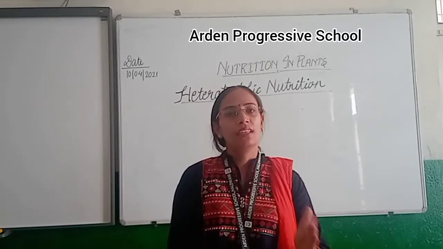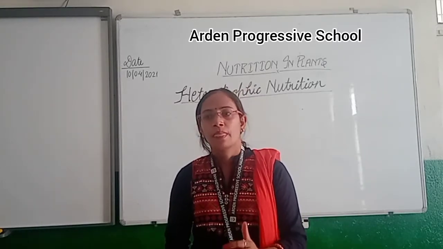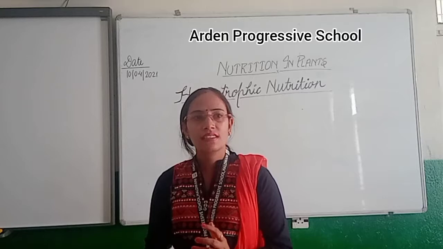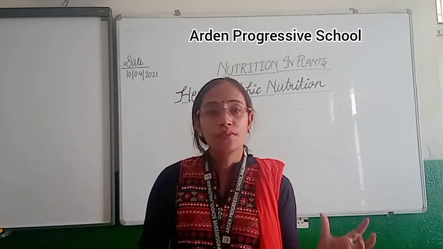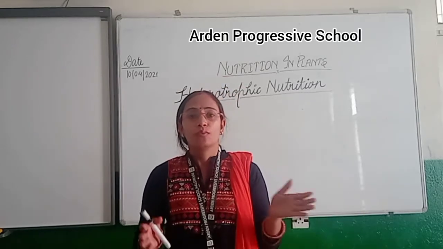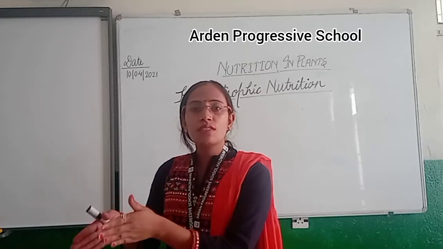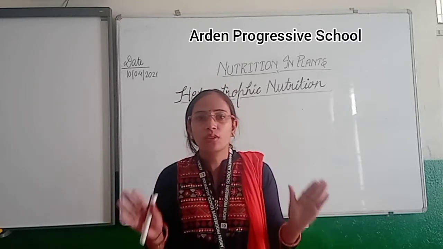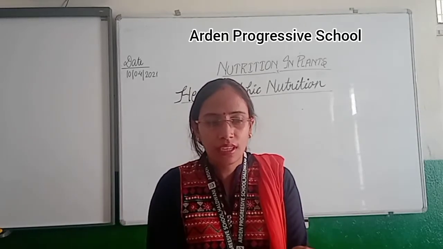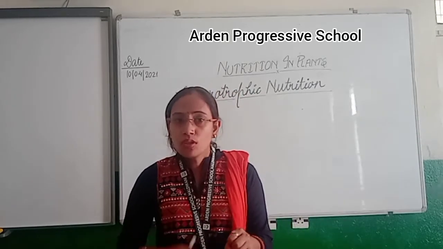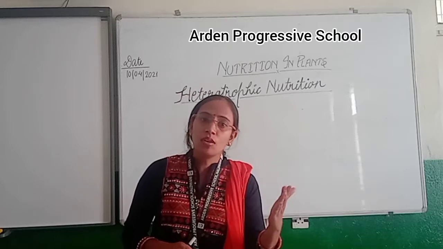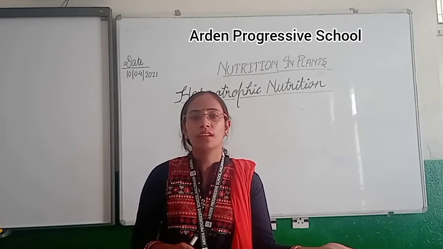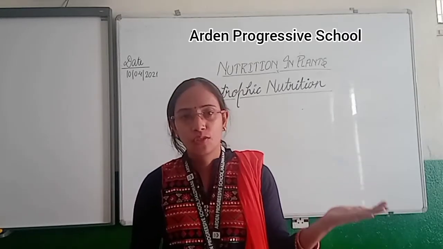So what do you mean by the heterotrophic mode of nutrition? Beta, heterotrophs are those organisms who depend on others for their nutrition. They cannot make their own food. They totally depend on others for nutrition. Those organisms which depend on others for their nutrition are known as heterotrophs.